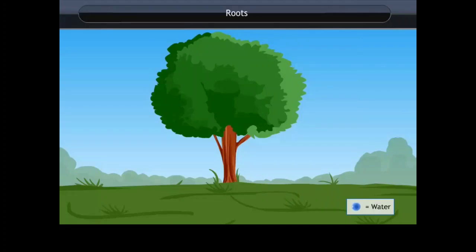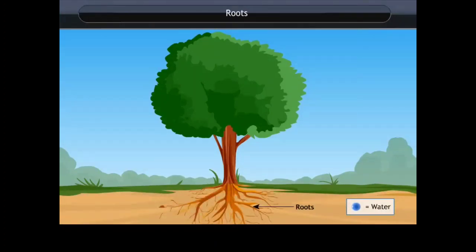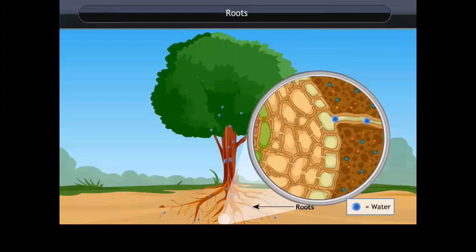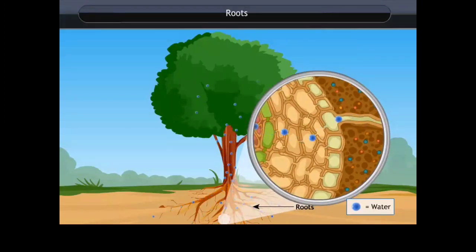Roots. Roots anchor the plants by holding the plant firmly to the ground. If you cut the plant root, can it stand straight? No, it will fall down. Roots absorb water and minerals from the soil and the stem conducts these to leaves and other parts of the plant. This is a chain system.